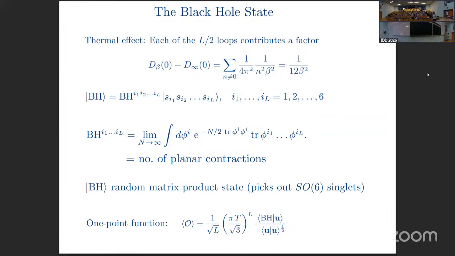You can also say that this random matrix product state, well, as I explained before, you can only contract identical fields, and you sum over all the flavors of the fields. So what this black hole state actually does is to pick out SO6 singlets, two-side SO6 singlets in your state. And once you've defined this black hole state, then your one-point function is simply the overlap with the eigenstate, normalized by the eigenstate, and then this prefactor, which comes from the value of the single loop up here. There's also a 1 over square root of L, which has to do with the cyclicity of the state. But this is the full answer at 1 loop order. And then in the best of all worlds, we will be able to compute this thing here exactly.